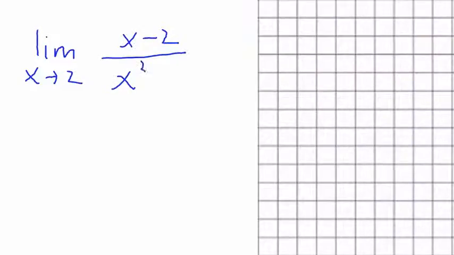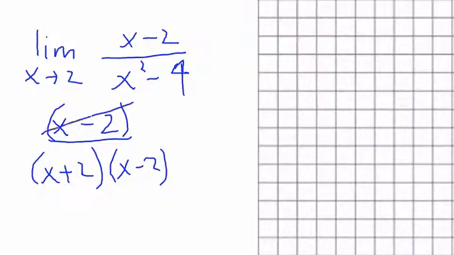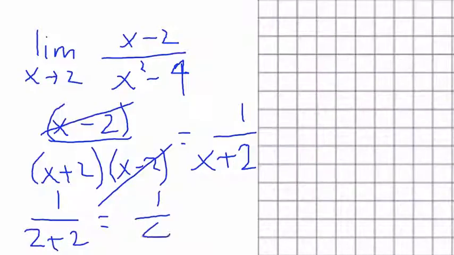Let me just write the question again. Limit as x approaches 2 of x minus 2 over x squared minus 4. In this case, you would have to factor it. So it would be x minus 2 over x plus 2 times x minus 2. Then you could just cancel, and that would leave 1 over x plus 2. And once you plug in 2 into that, it would be 1 over 2 plus 2, which equals 1 over 4.